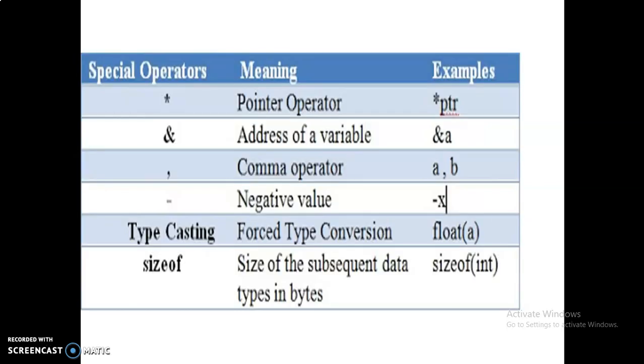These are the special operators in C. They will be used in the 4th unit and 5th unit. This will be explained in detail in the third unit: what is a pointer, the reference operator, the address operator, the negative value, and all those things. The comma operator is used to combine one or more statements into a single statement. So these are all the operators.